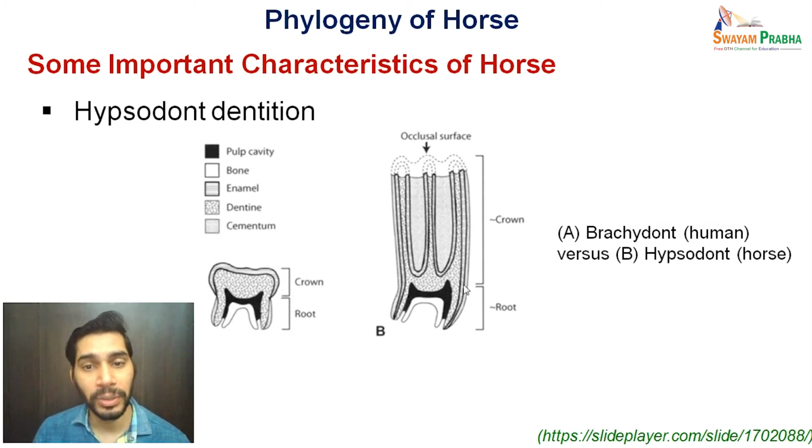The root is almost similar, but the size of the crown has increased a lot in the case of the horse tooth, or the hypsodont dentition condition. So this is the major difference between brachydont and hypsodont, because they have a large crown which helps in better wear and tear processes of horses. So this is a hypsodont condition which is characteristic of a horse.